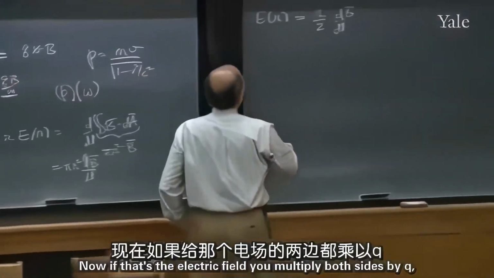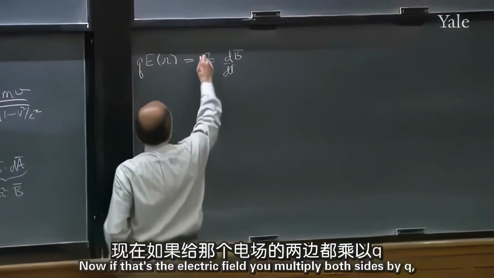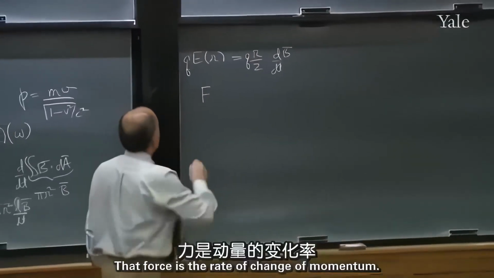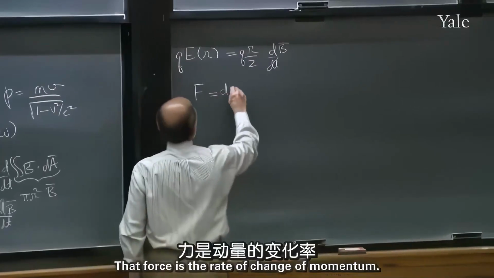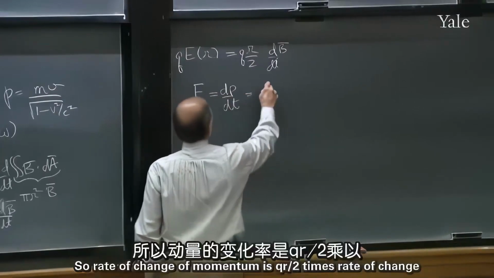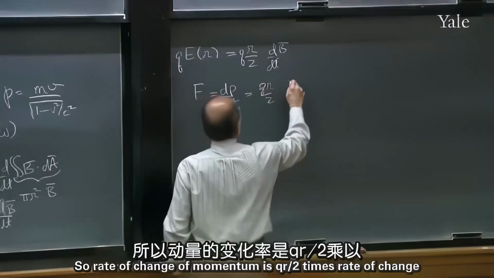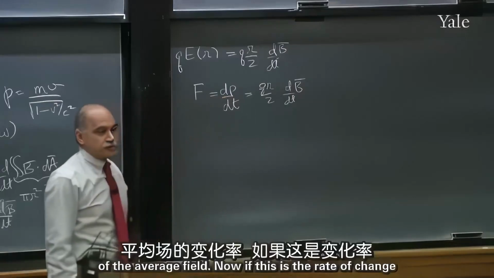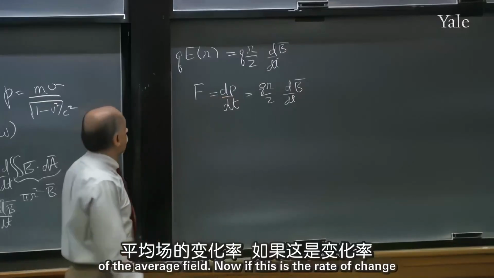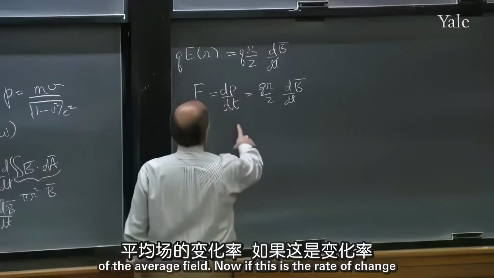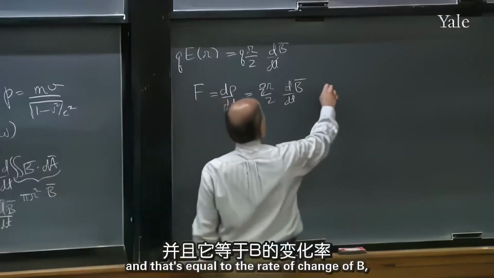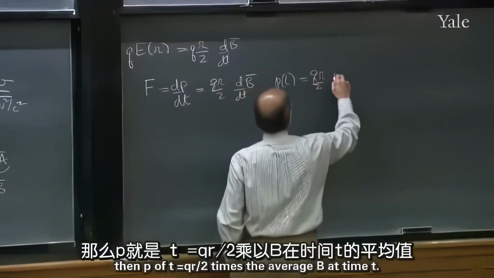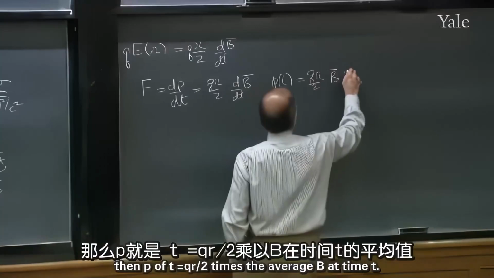Now, if that's the electric field, you multiply both sides by q, which is the charge of the object. That's the force. That force is the rate of change of momentum. So rate of change of momentum is qr over 2 times the rate of change of the average field. Now, if this is the rate of change, that's equal to the rate of change of B, then p of t is equal to qr over 2 times the average B at time t.